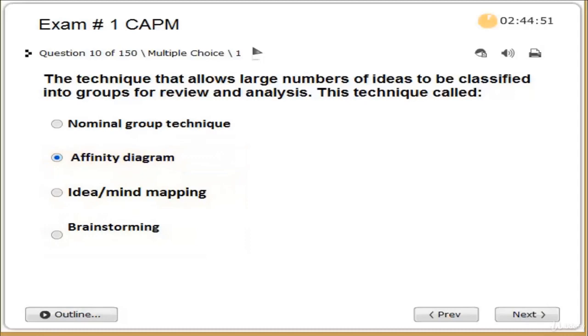Correct answer is option B. Affinity diagram, a technique that allows large numbers of ideas to be classified into groups for review and analysis. Option A. Nominal group technique is the technique that enhances brainstorming, with a voting process used to rank the most useful ideas for further brainstorming or for prioritization.